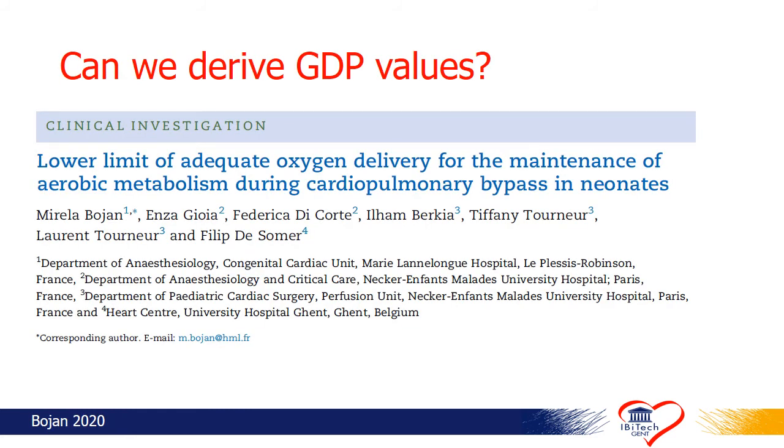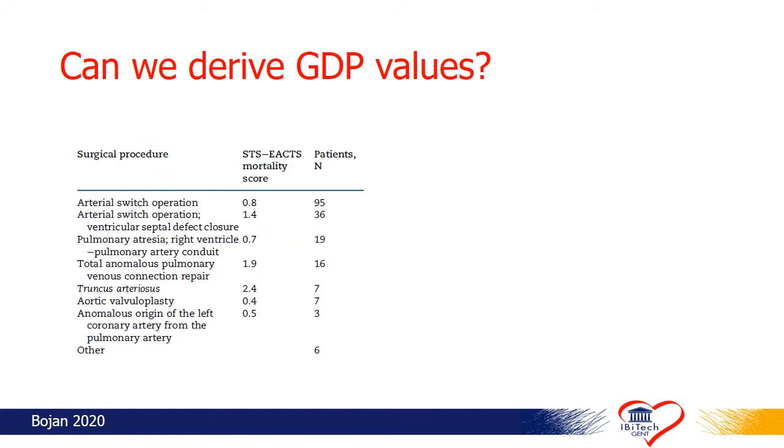So what about children? Well, children are of course a more difficult group as we have a very heterogeneous group. Children have different temperatures. Many of them are still operated at hypothermia and sometimes even deep hypothermia. But we had luckily the work from a colleague from Paris, Mirella Beaujean, who has done a great job to investigate what could be the critical DO2 for a child and for a neonate.